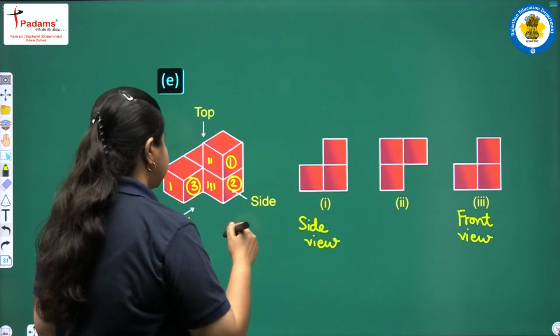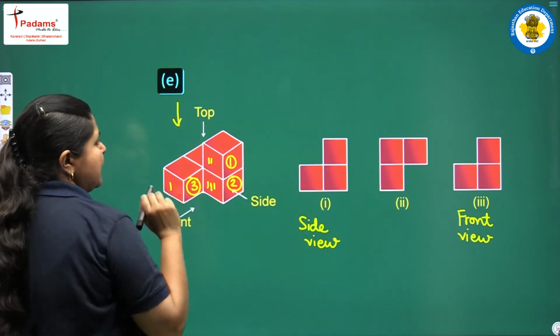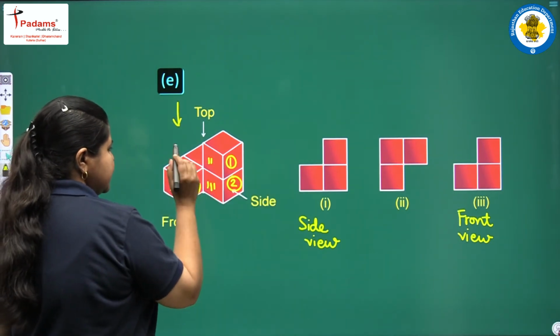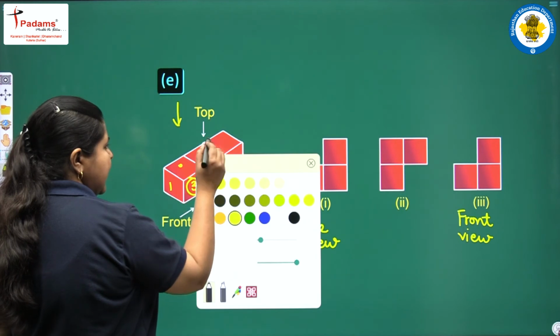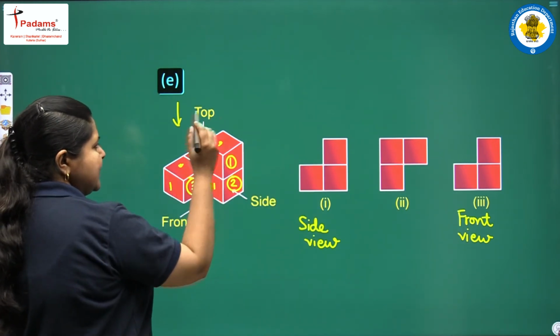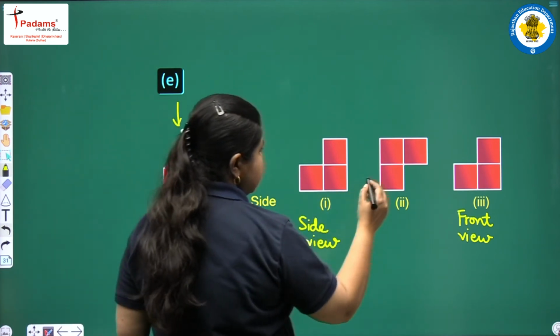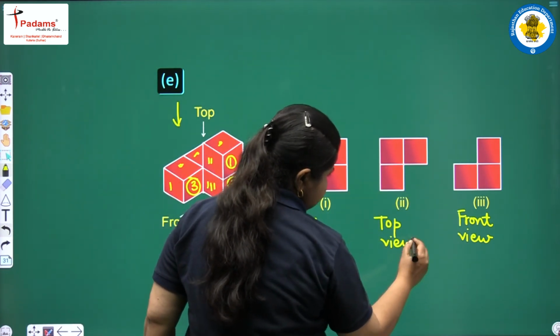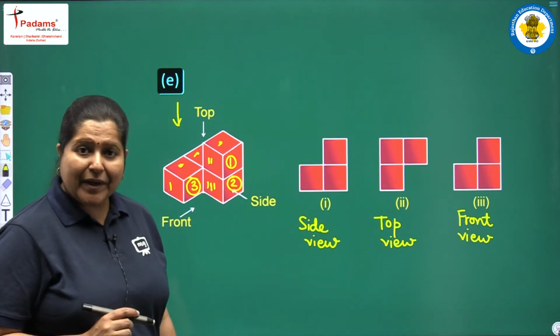Next one is the view from the top. If you look from the top, what faces will you see? First this one and this one. These 3 faces will be visible, 1, 2 and 3, and so this will be the top view. Getting it? I hope it's very much clear.